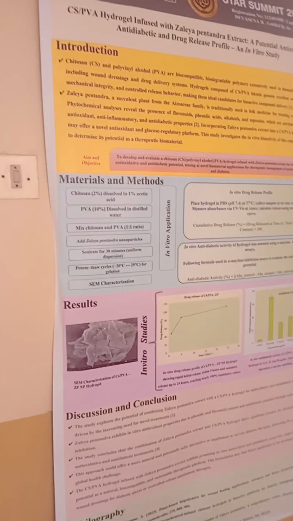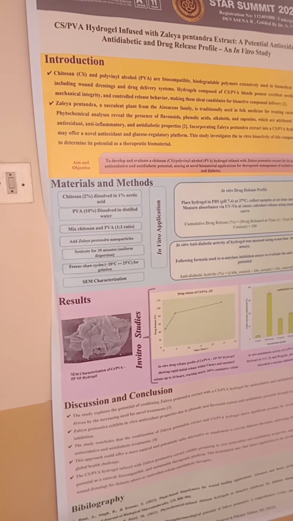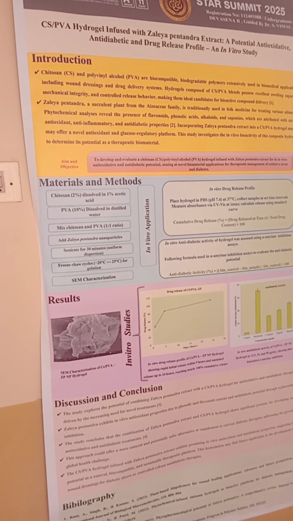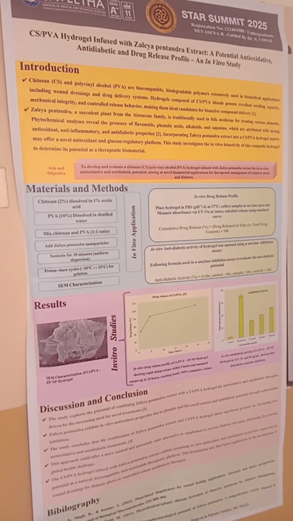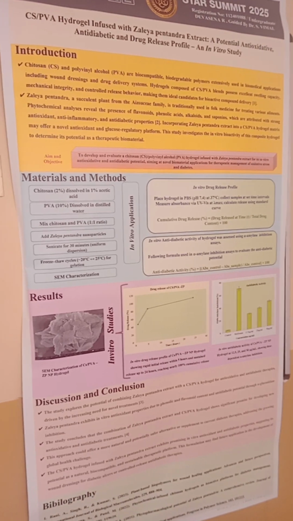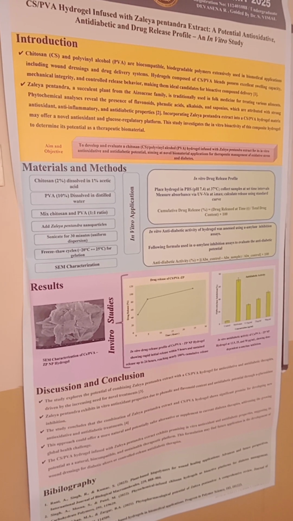The next study is on chitosan polyvinyl alcohol hydrogel infused with Gelia pentandra extract, a potential antioxidative, anti-diabetic, and drug release profile. An in vitro study presented by Devasena. Here is the famous Devasena, very bright student.